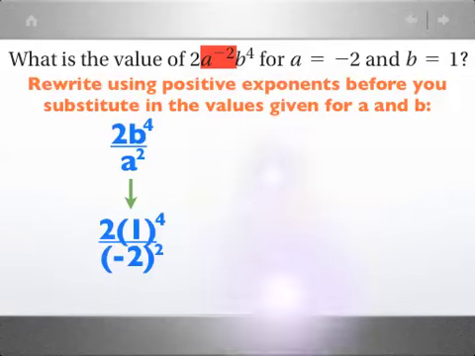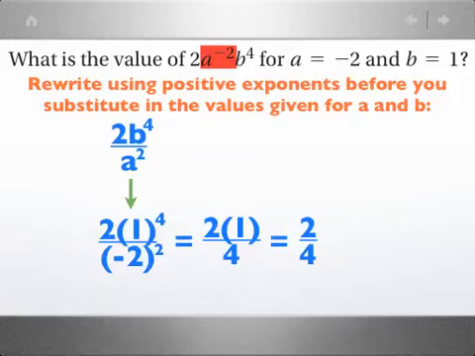So go ahead and get rid of your exponents. 1 to the 4th is just 1. And then -2 squared, -2 times -2, is a +4. That's where the parentheses came in handy. 2 times 1 is just 2. So we have 2 over 4, which can be simplified to 1 over 2 by dividing by 2 on both the top and the bottom.